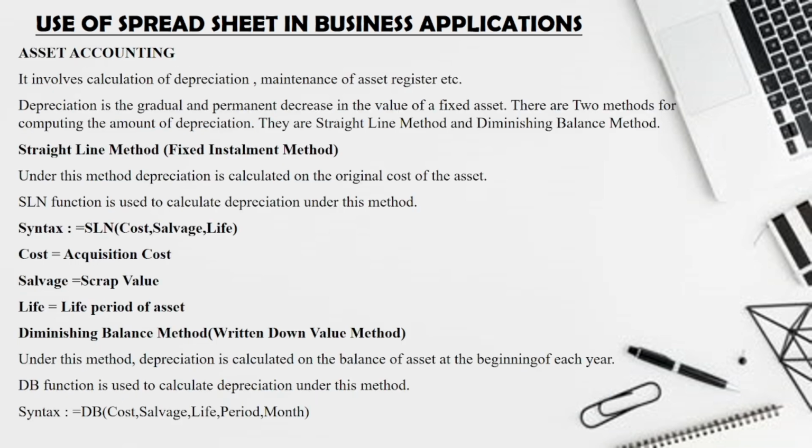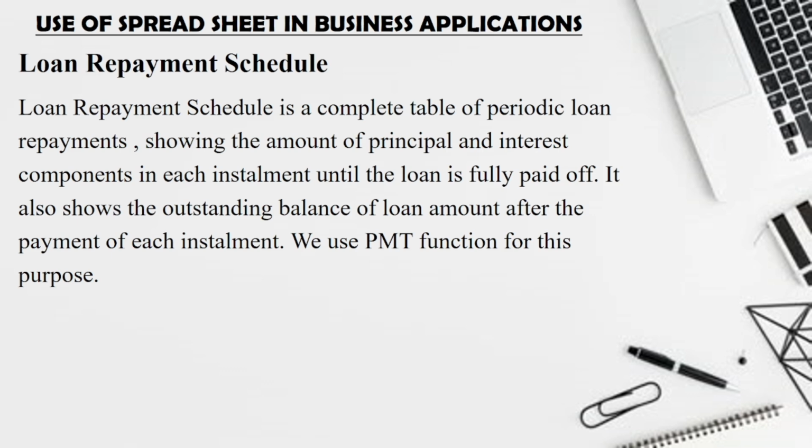Then asset accounting, you know very well. What is that? Two types of methods you have already learned: the straight line method or fixed installment method, and the diminishing balance method or written down value method. And here SLN is the short form used for the straight line method, and DB is the short form used for the diminishing balance method. And the third use is the loan payment schedule, a complete table showing the periodic repayment of the loan amount. That is also recorded using the function PMT.